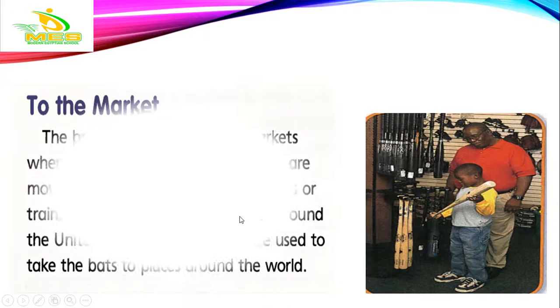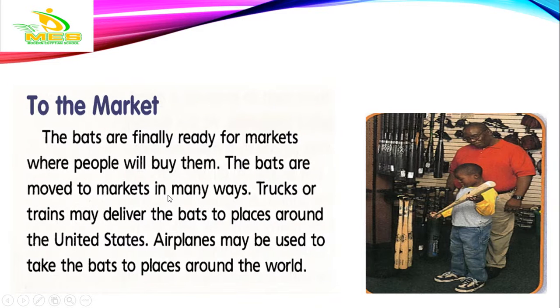Okay, after we make the bat in the factory, we go directly to the market and buy the bat. Okay, let's read this. The bats are finally ready for markets where people will buy them. The bats are moved to markets in many ways. Trucks or trains may deliver the bats to places around the United States. Airplanes may be used to take the bats to places around the world.